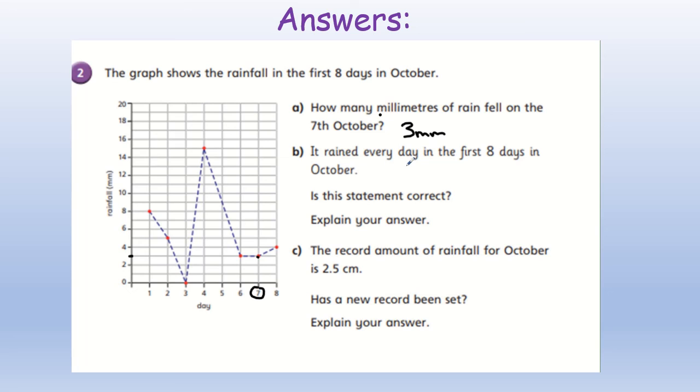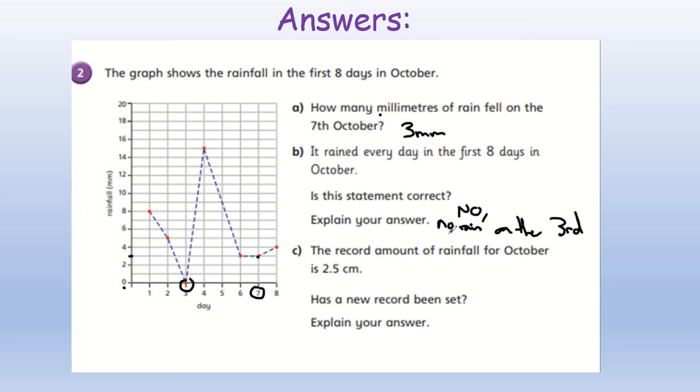It rained every day in the first 8 days of October. Is this statement correct? No, it's not. Can you see why? It did not rain on the 3rd. No rain on the 3rd of October because we can see it's on 0 millimetres.